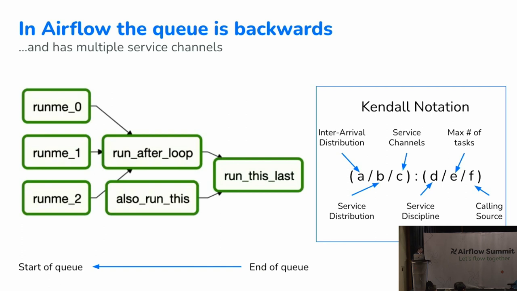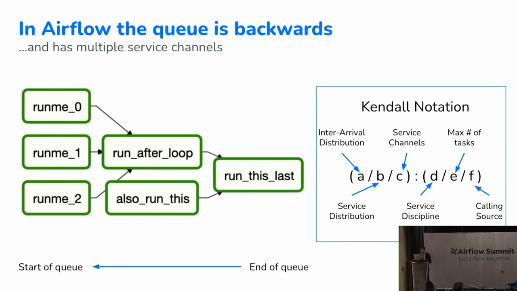Then we have the service distribution, which would be the runtime of the tasks. How long do they take? Again, this is a Poisson distribution. We have the service channels, which would be the worker tasks, or in DAG terms, it's generally the T for the ETL, the transformations. We have service discipline. In normal queues, this is if you've been on a line and then another line frees up or has fewer people in it, you can move to that one. That is low discipline. We can have high discipline and you have to wait for yours.